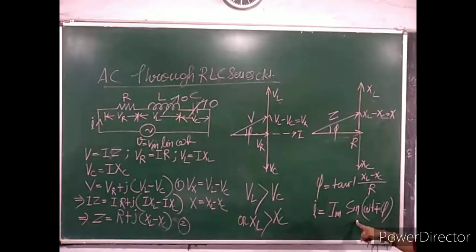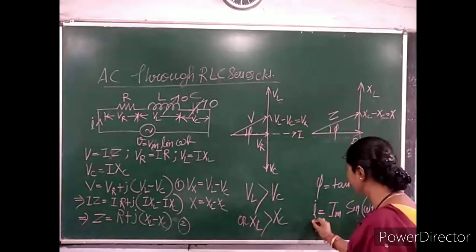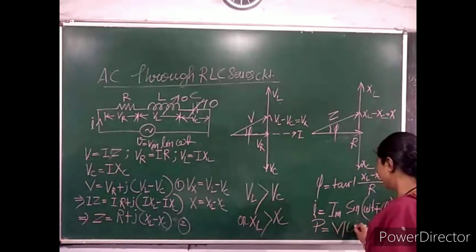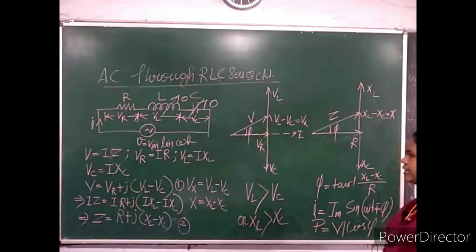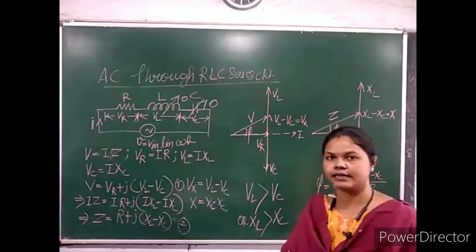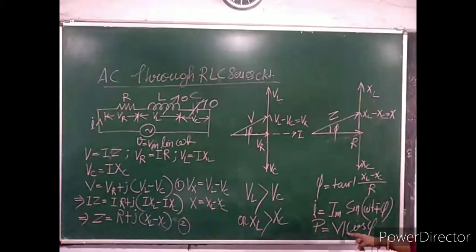So what is the average power? Average power is only consumed by the resistor, which is VI cos phi. The derivation is the same as the one I have already derived in the AC through RC series circuit. In the same manner here also you get the average power consumed by the RLC series circuit as VI cos phi, where V and I are the RMS values.